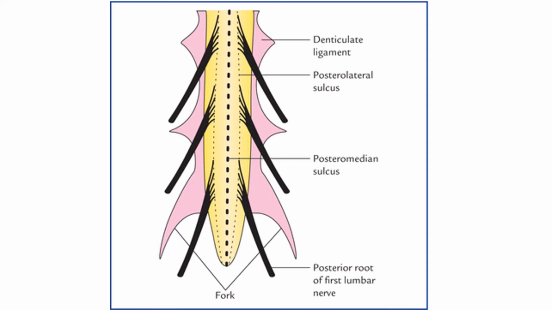The pia mater, which is the innermost layer of the meninges, covers the brain and continues down to cover the spinal cord. But in case of the spinal cord, it is going to send ligaments, which are called the denticulate ligaments, which are going to fix the spinal cord transversely into the vertebral column, so that the spinal cord does not move right and left.